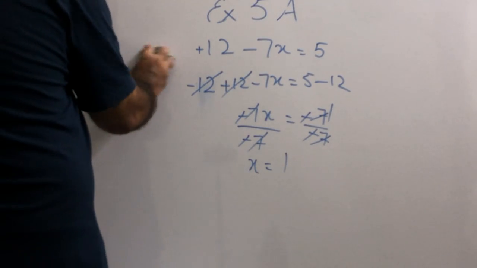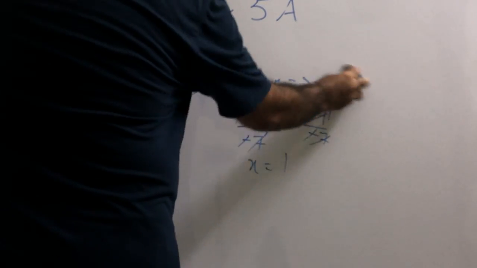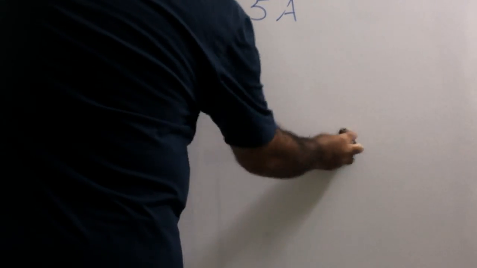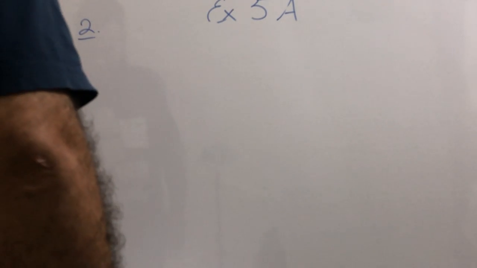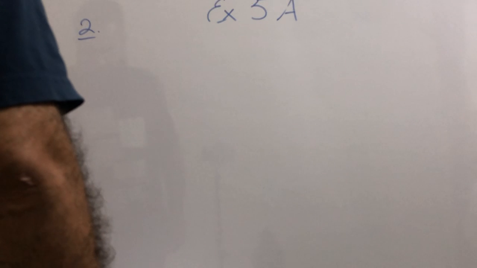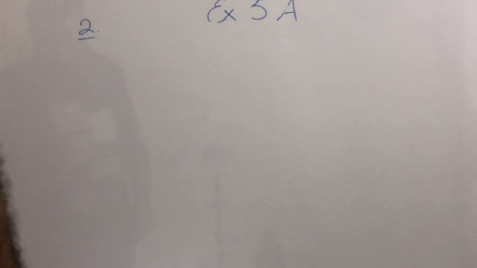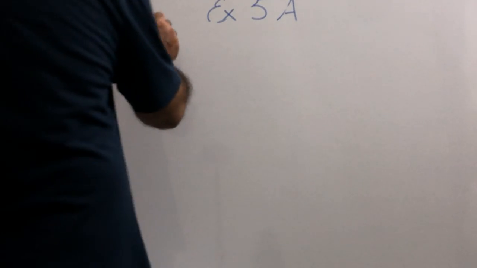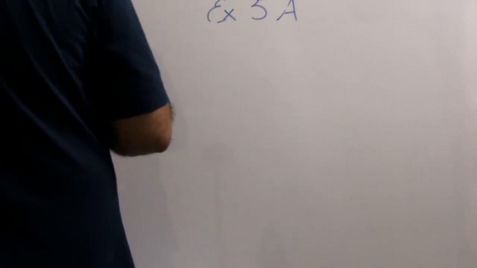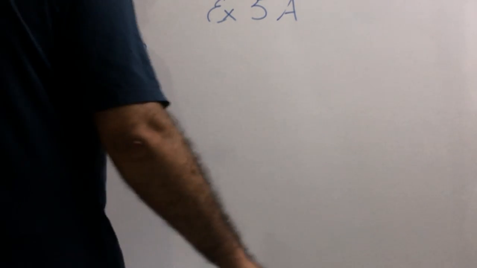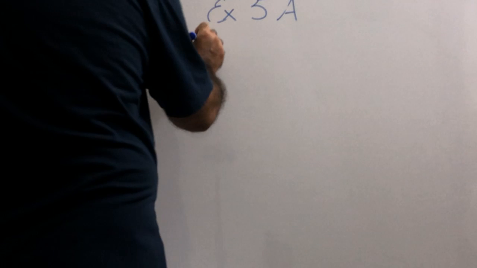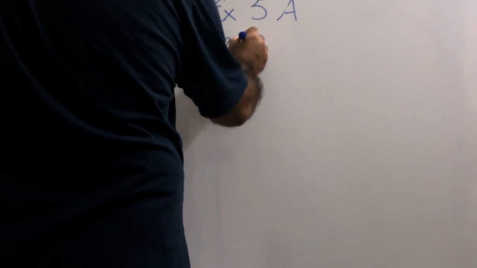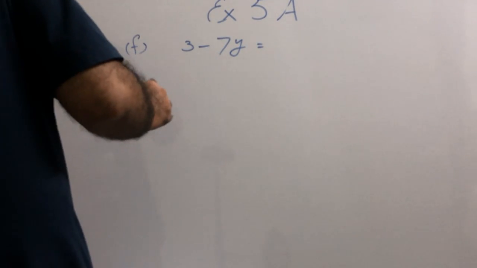Now we will be doing the next part, which is part F. Part F says 3 minus 7y is equal to minus 18.